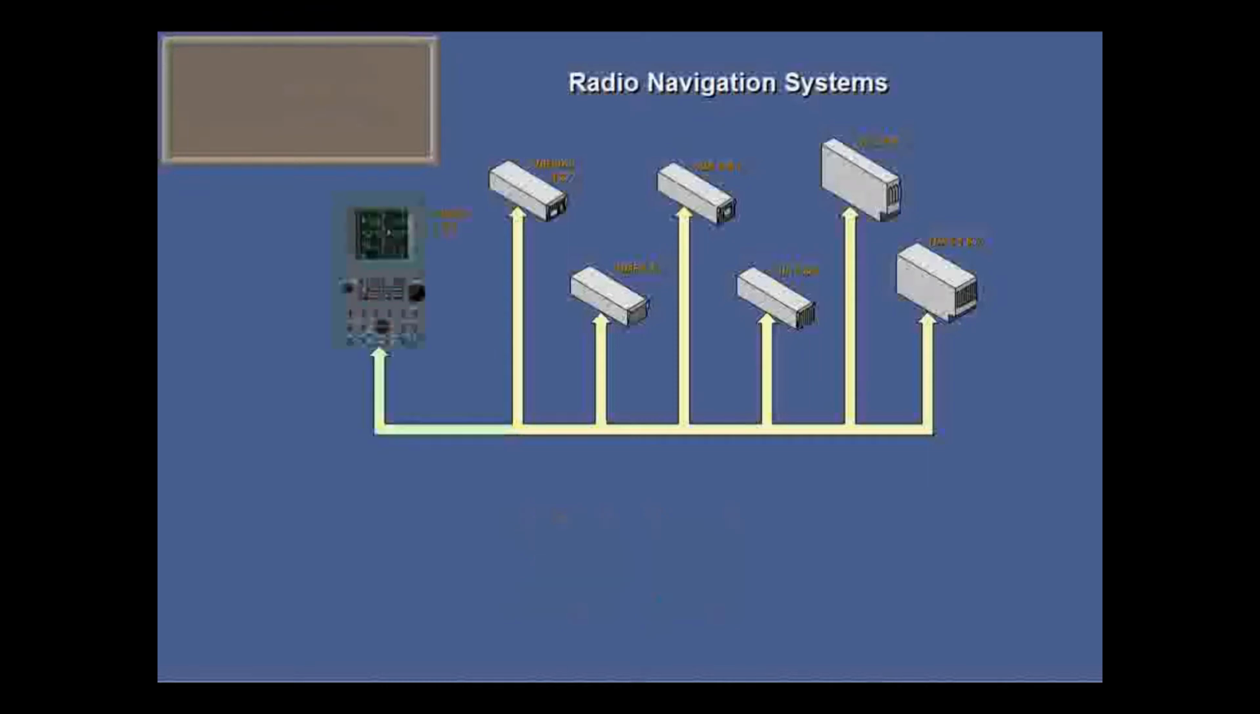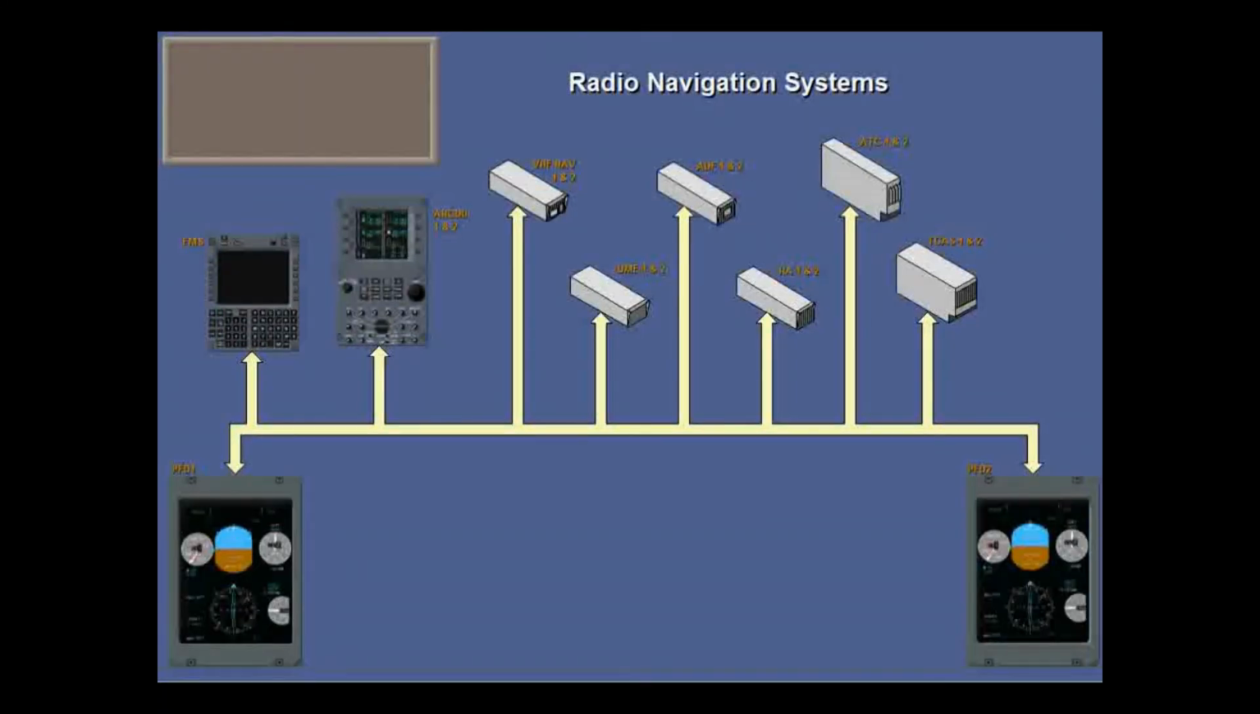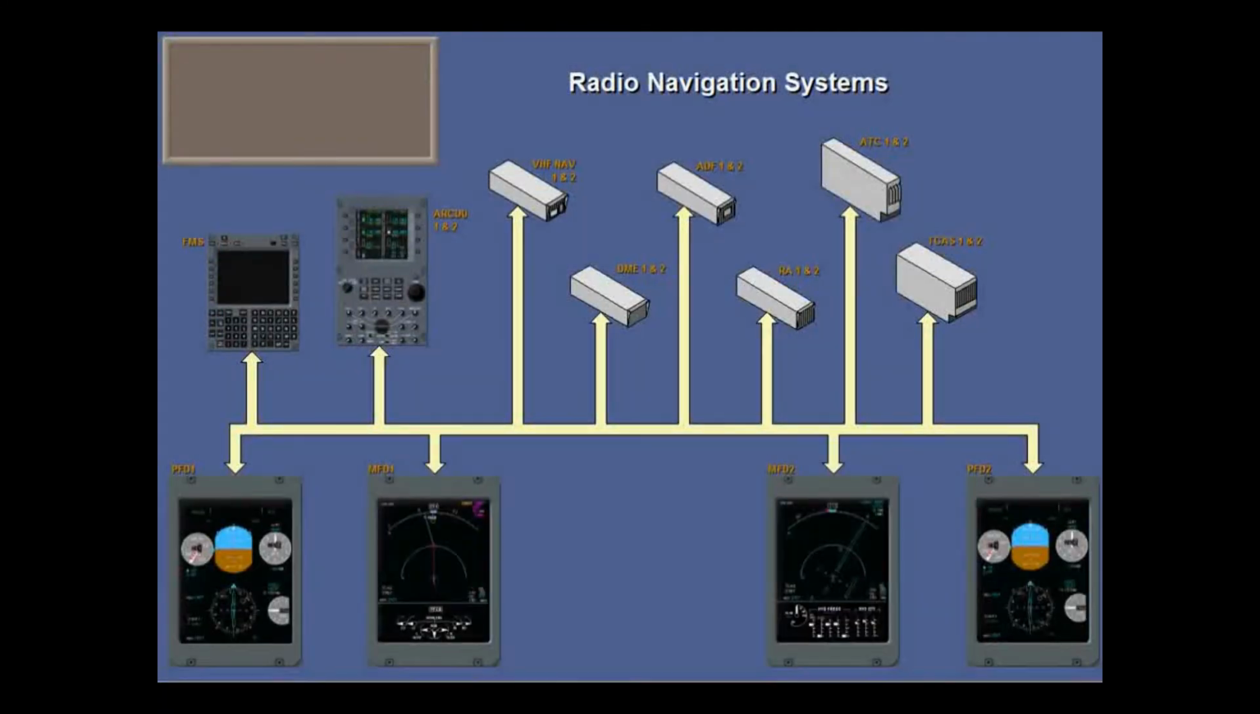The nav systems are mostly tuned from the ARC2s or the FMS and display indications on the PFDs and on the MFDs, with oral idents routed to the audio integrating system via the ARC2s. They also output to the GPS.